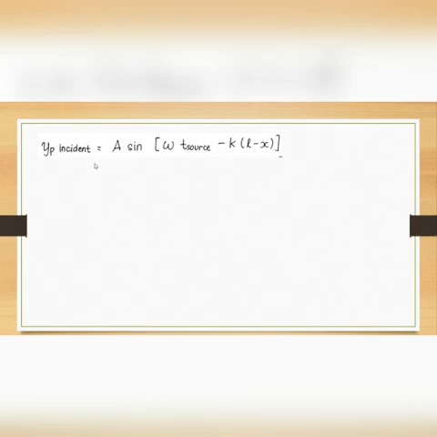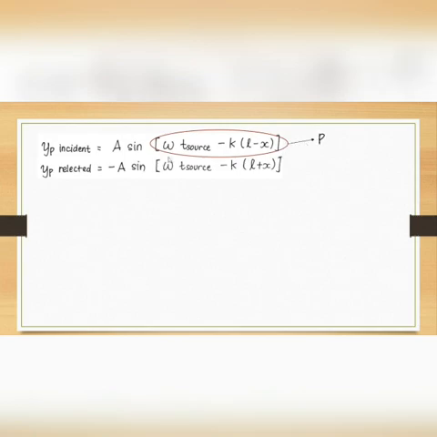But the reflected wave will have the equation of displacement of negative A times the sine of omega times T source minus K times L plus X. This is negative because, as I told you before, there is a phase change of pi, so the amplitude will be negative. Let's say that this is P and this is Q.